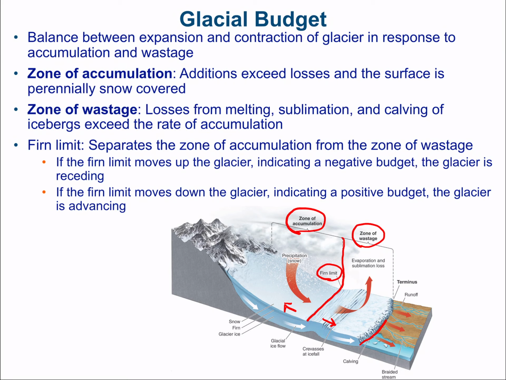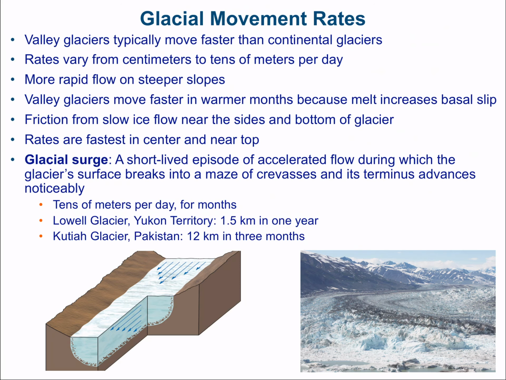This line right here shows what's known as the terminus. If the glacier has a balanced budget, then the terminus is going to remain in the same position. In terms of movement rates for your glacier, valley glaciers typically move faster than continental glaciers. They move more rapidly on steeper slopes, and they typically move faster in warmer months because that melting is going to increase the basal slip.